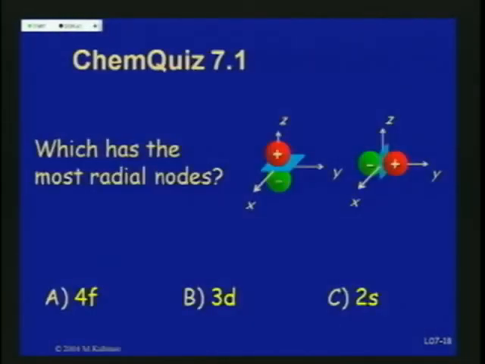Let me ask you a question. It's a simple question, but this is a p orbital. Don't get fooled, okay? Just in the simple explanation which I gave you about radial nodes and angular nodes, which has the most radial nodes? The 4f, the 3d, or the 2s? Look at it very simply.